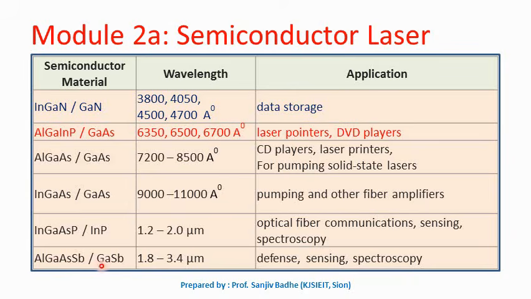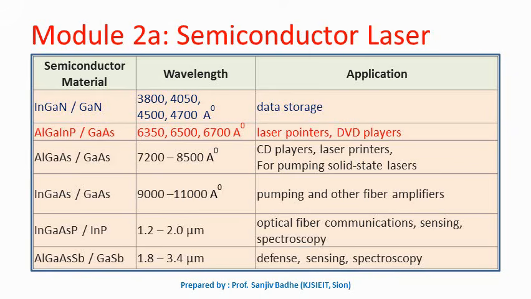This is another material which can be used: aluminium gallium arsenide antimonide can be used in defense applications, sensing applications, spectroscopy applications. This also operates in the infrared region. Now surprisingly, there is no silicon and germanium, the widely used semiconductors. All these semiconductors which are used for construction of semiconductor lasers are called direct gap semiconductors.